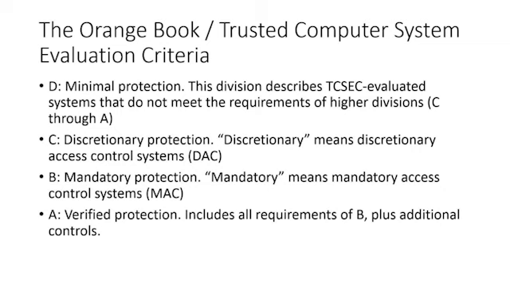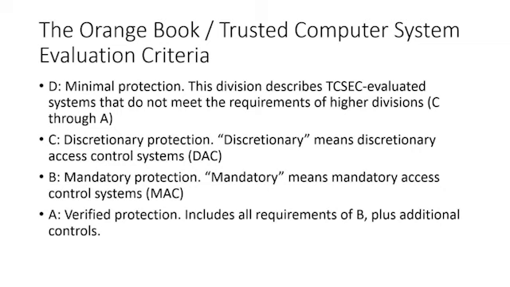So the Orange Book, or the Trusted Computer System Evaluation Criteria, TCSEC, you may see it as well. A couple different levels in there that we need to follow. Got them listed backwards here, D to A, from the least protection to the most, if you want to look at it that way. Level D is minimal protection. So this division describes the TCSEC evaluated systems that don't meet the requirements of the higher divisions. We have C level, that's just discretionary protection. Again, that's at your discretion.